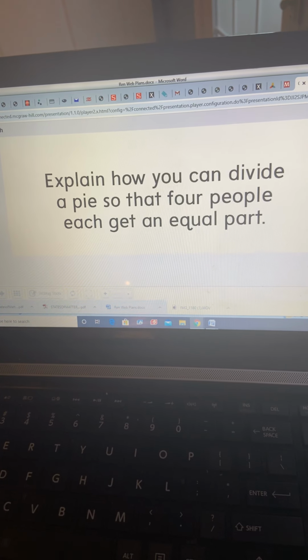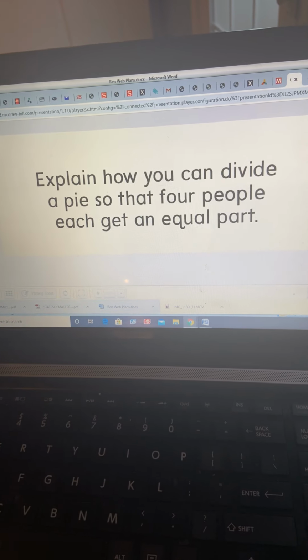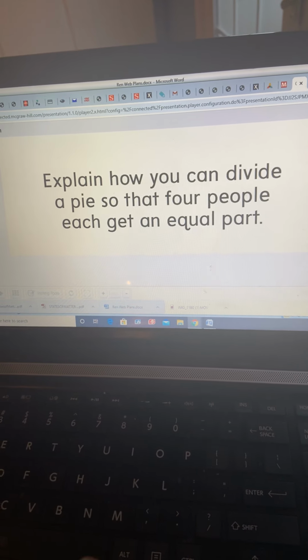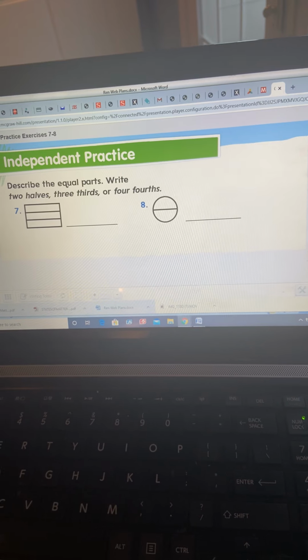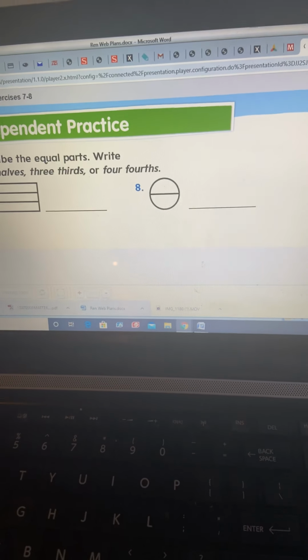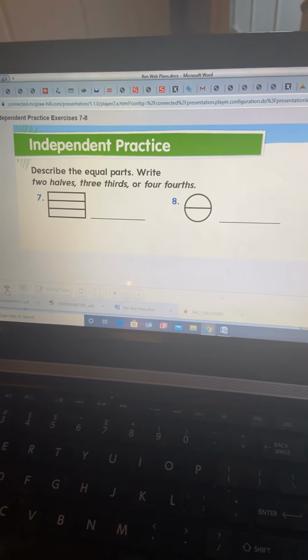How would you divide a pie so that 4 people each get an equal part? Where would you draw the lines? You would draw them right down the middle. And they don't show you, but if you look at number 8, that's one way you would draw, and then you would draw the next one up and down, just like that.